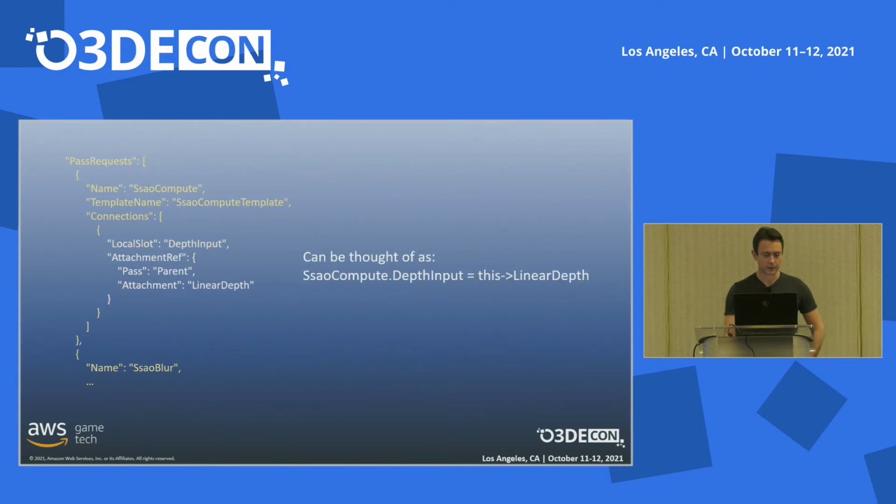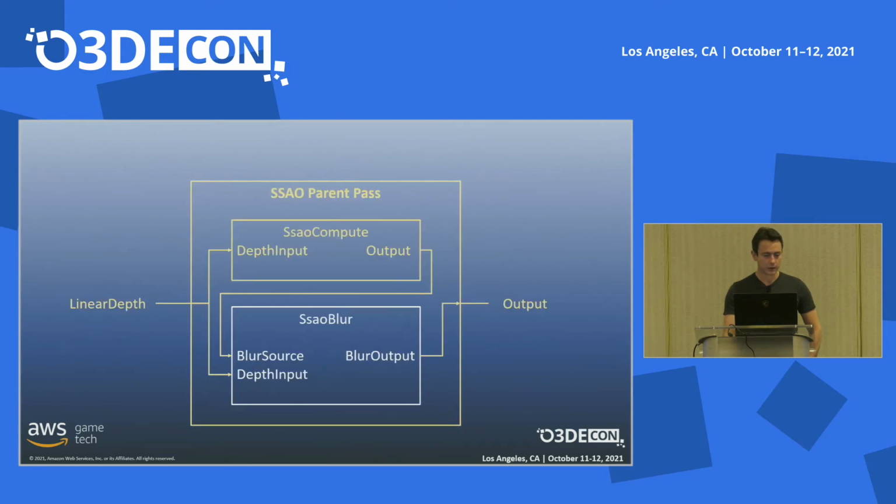If you looked at this in a more C++ programmatic way, it would look something like this: SSO compute depth input is this dot linear depth, this being the parent that we're defining at the moment. So next up, we want to define the SSO blur, the second child.